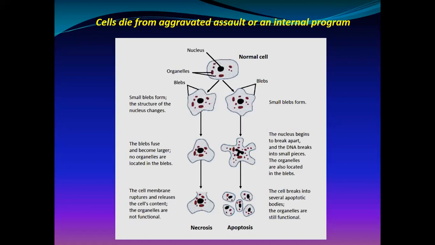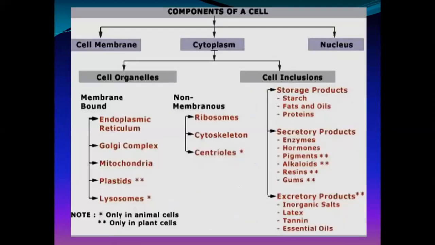So you can see now, I will be teaching what is the process going on in necrosis and what is the process going on in apoptosis, but at the moment you should know this: cells can die from aggravated assault or an internal program. Aggravated assault is necrosis. Internal program is apoptosis. Okay. Right. Now all this time we have talked about this.